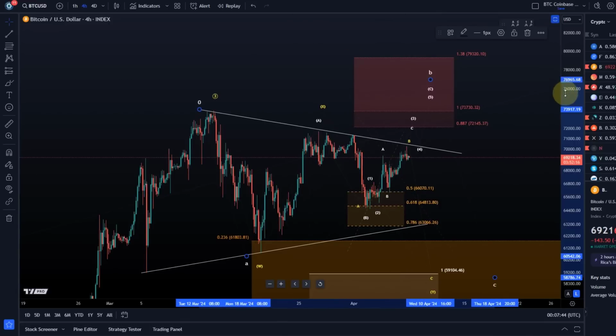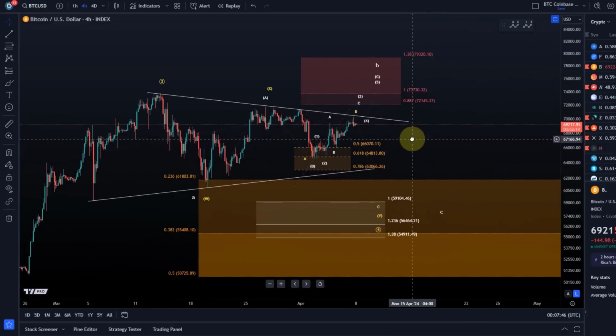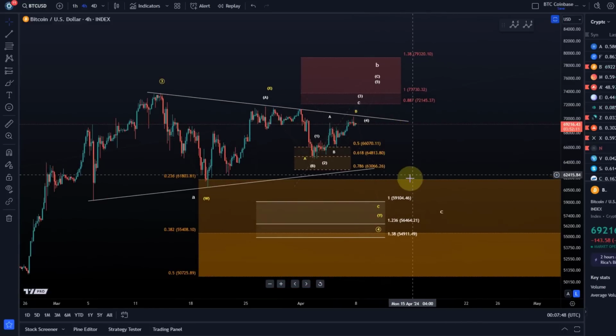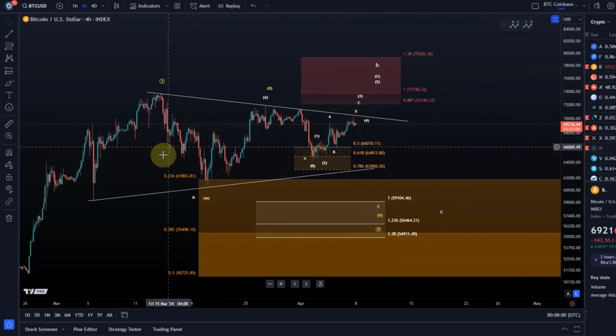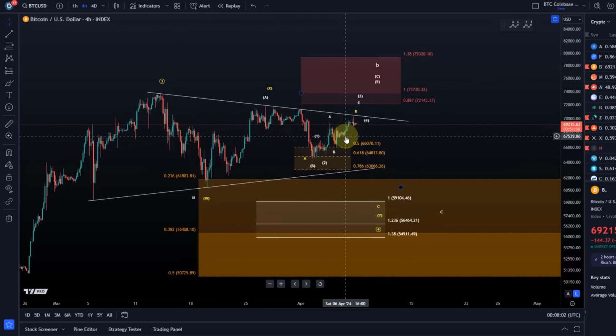Now the only scenario in which we are not breaking down and back into the orange support zone is the idea of a triangle. It's looking more and more like a triangle. I did explain last week that we could be working on a triangle, but triangles are extremely rare, especially in crypto. I haven't seen one in a long time. So typically when something looks like a triangle, eventually it morphs into something different. That is what these corrections do all the time.